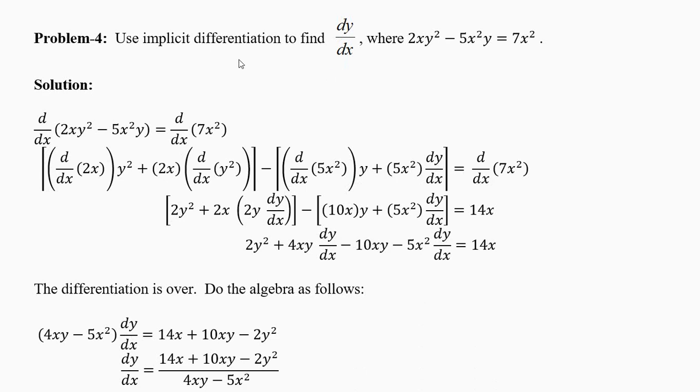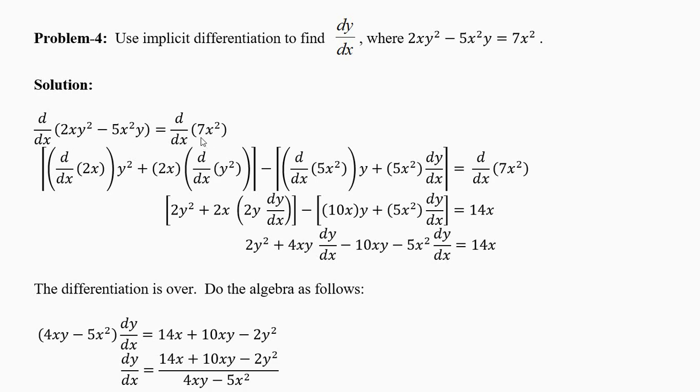Find dy by dx. This phrase 'use implicit differentiation' is extra. You should know which method to use. Find dy by dx where 2xy square minus 5x square y equal to 7x square. How many things are there? 1, 2, 3. Two things on the left, so we'll have two big square brackets on the left. There's a minus in the middle, so copy the minus in the middle. Now differentiate on the left and differentiate on the right. So this is your left side derivative, this is your right hand side derivative.